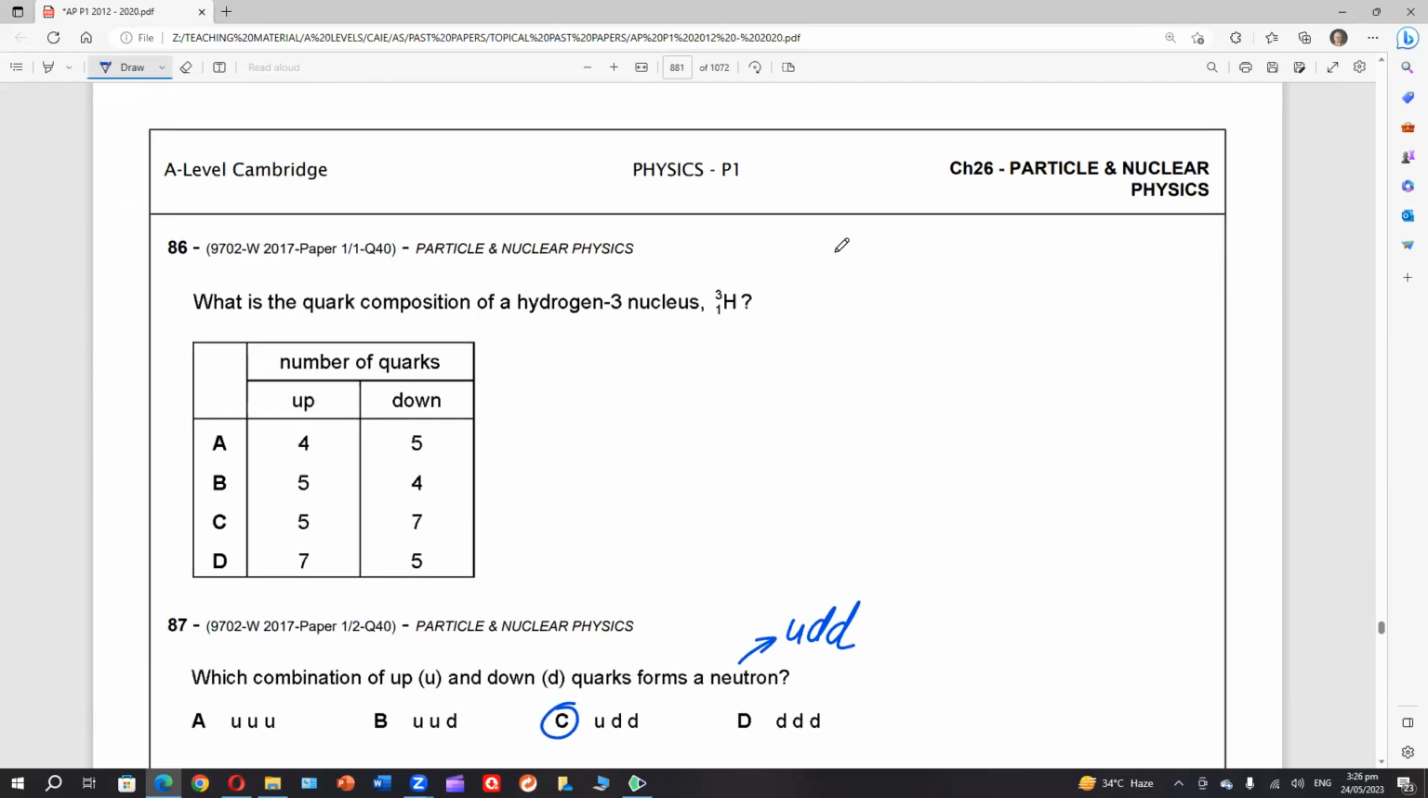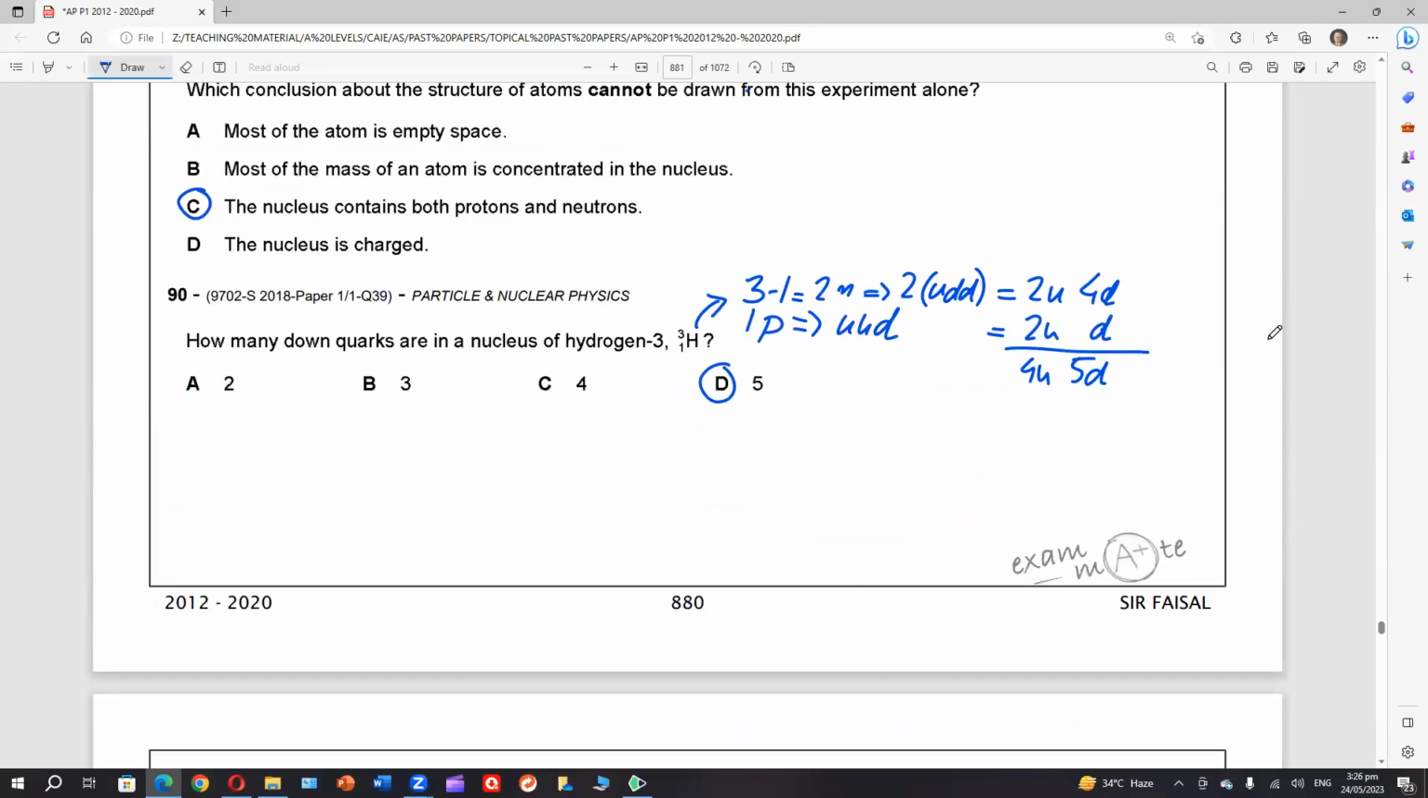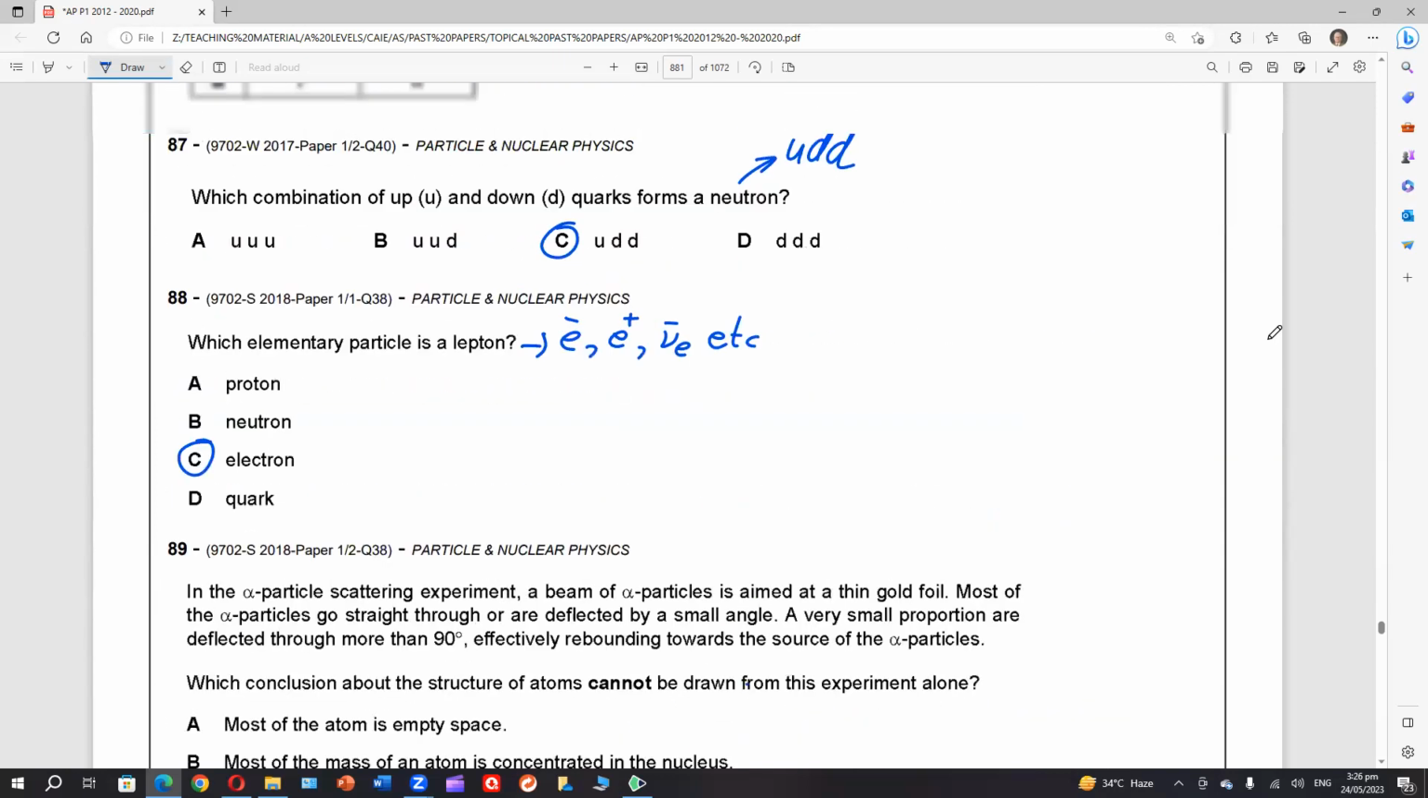What is the quark composition of a hydrogen 3 nucleus? We just did it, so we can look back. It looks to be a repeat question. And for H3 we can see here 4U 5D.